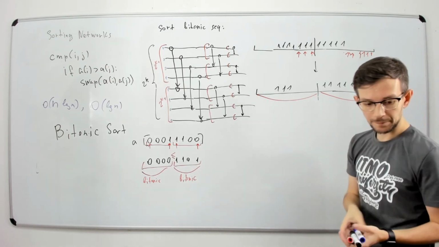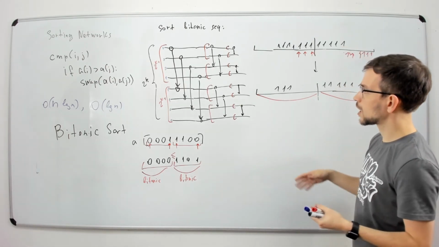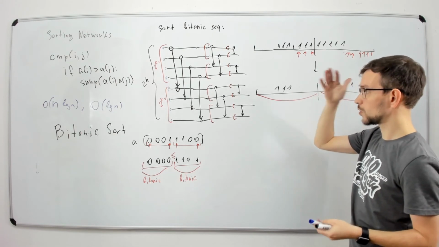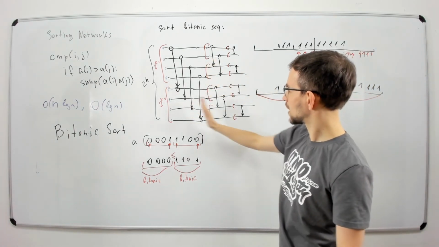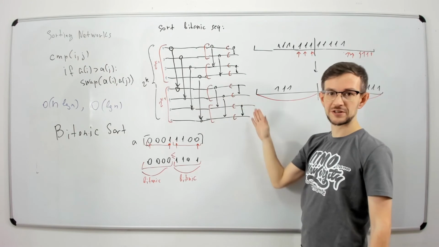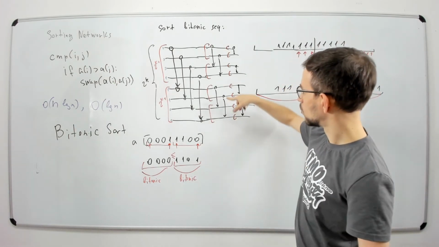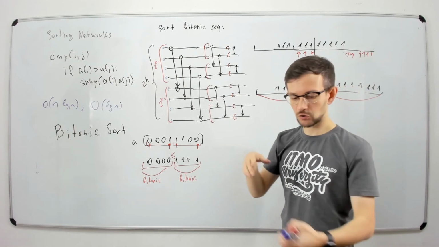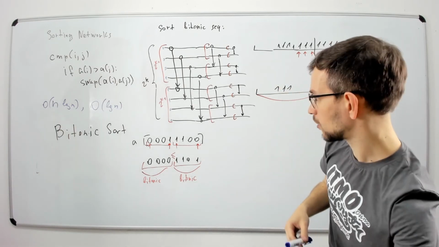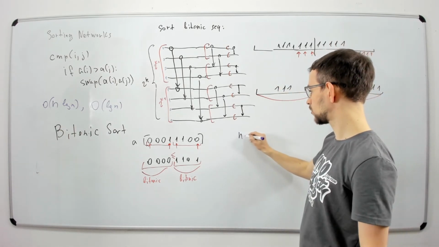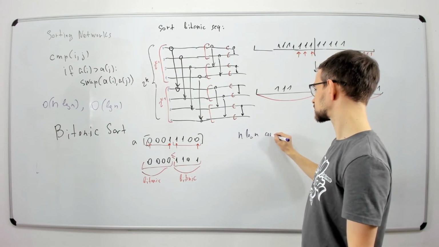So how many comparators do we need? So we have n logarithm iterations. On each iteration, we have n comparators. So the total number of comparators is n log n. Here we have n log n comparators.